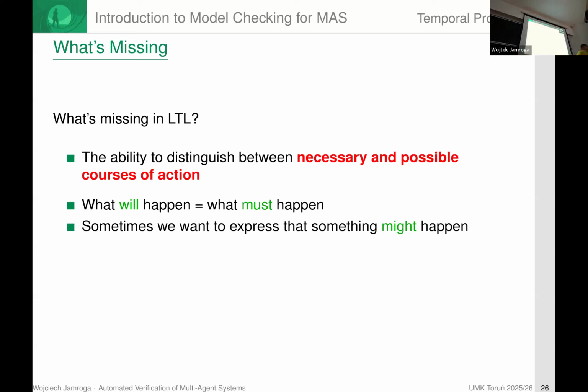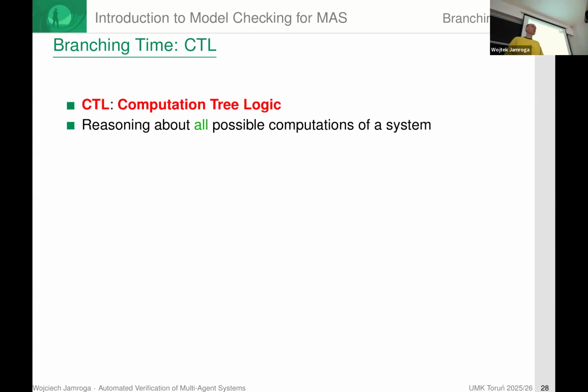Okay, so as I said, one thing missing. The second missing thing is our ability to distinguish within the logical formula between what must happen and what might happen, so between different possible courses of action. And this is addressed by branching time logics.